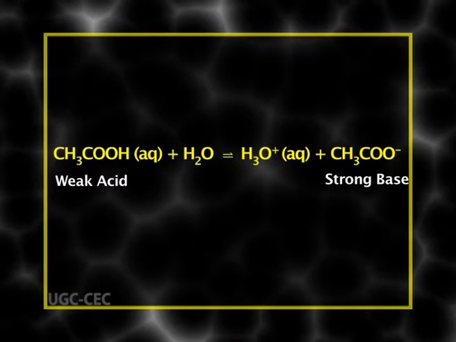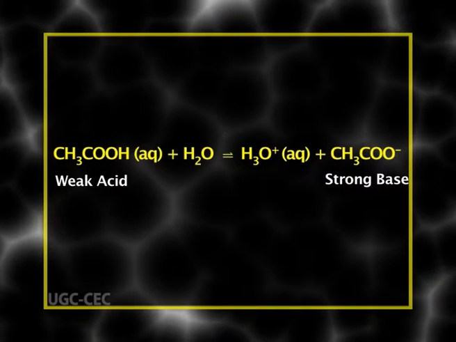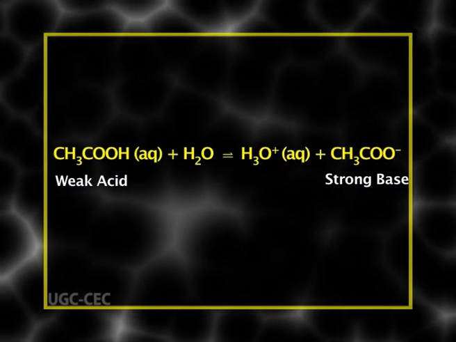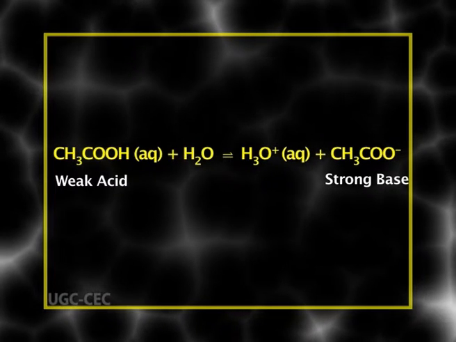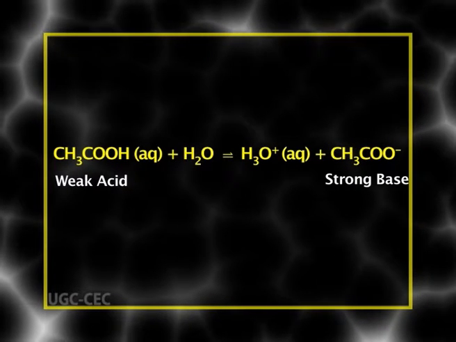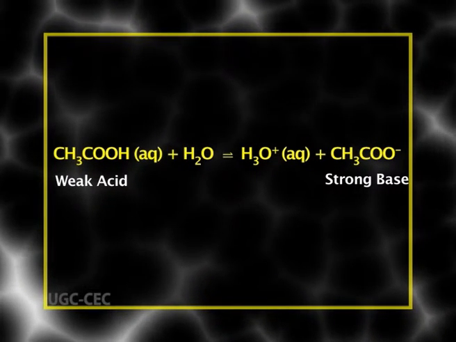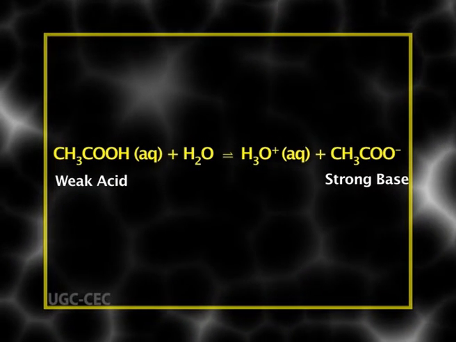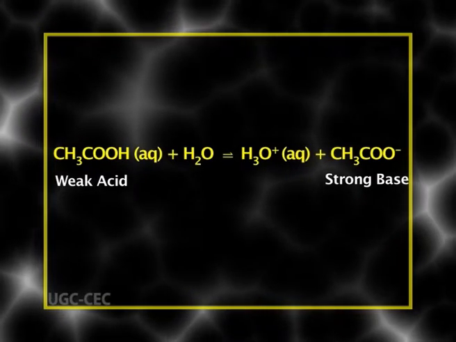We may show the equation: acetic acid CH3COOH aqueous plus water H2O. They react together and generate H3O positive aqueous, which is hydronium ion, plus acetate ions CH3COO minus. The acetate ion generated from acetic acid is a strong base because acetic acid itself is a weak acid. The strength of acids or bases is experimentally measured by determining their ionization constants or dissociation constants.